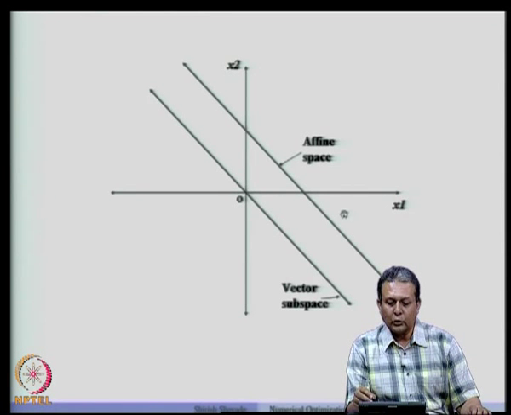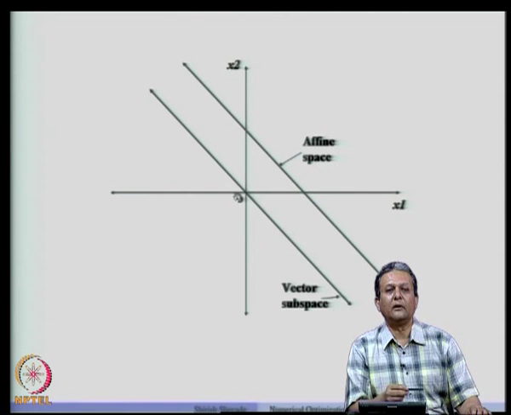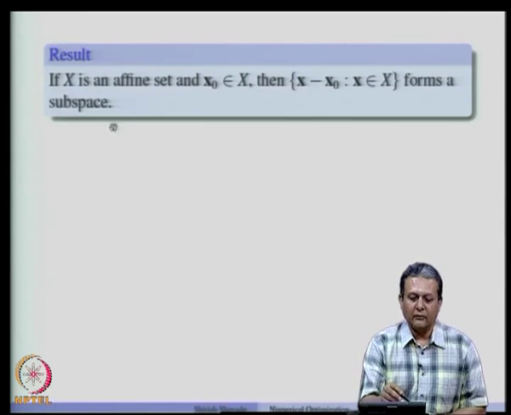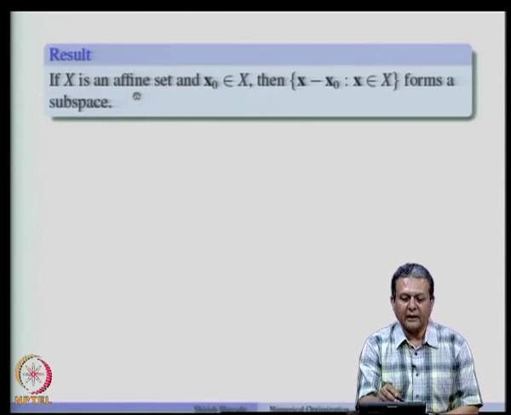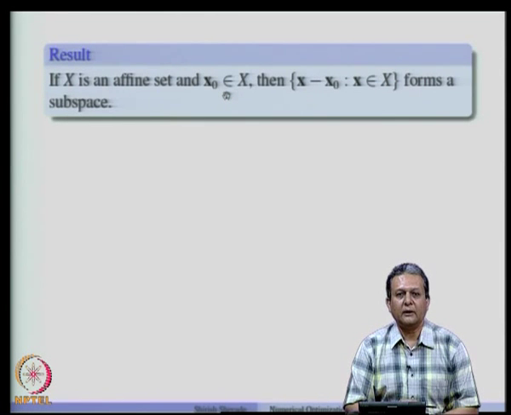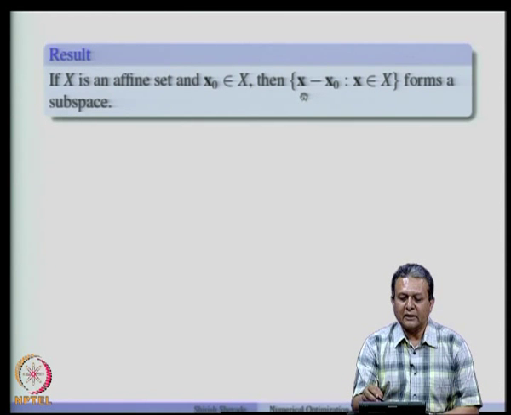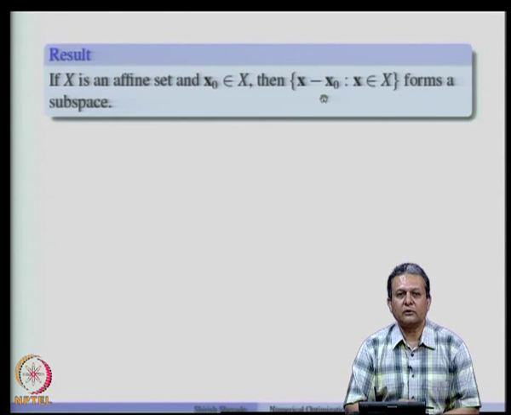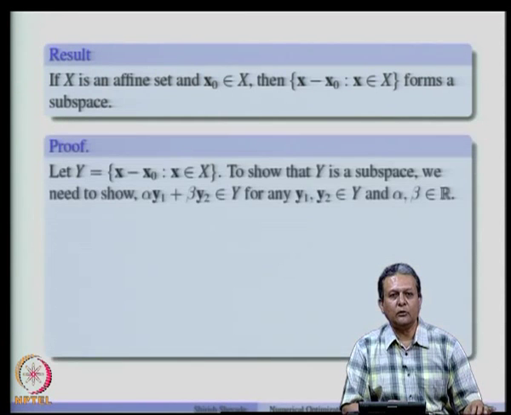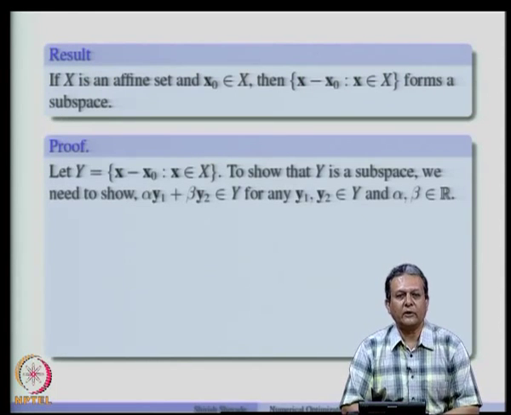In fact, one can show that if we have an affine space and if we translate it to the origin, then it becomes a vector subspace. So, here is a result which says that if we have an affine set X and let us take a point x0 from that set X, then the set of all points x minus x0 where x belongs to the set X forms a subspace, and it is very easy to prove that. So, let us look at the proof of this result.